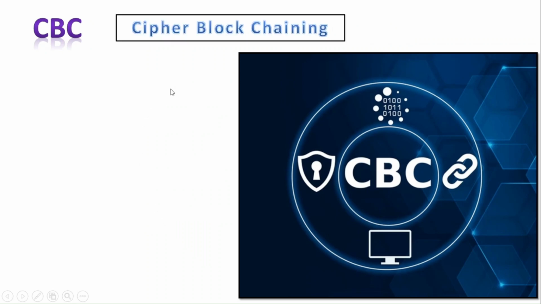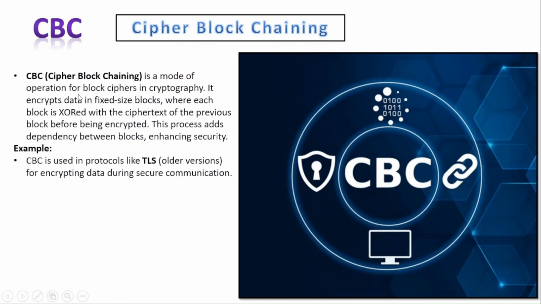CBC, that is cipher block chaining. So CBC cipher block chaining is a mode of operation for block ciphers in cryptography. It encrypts data in fixed sized blocks where each block is XORed with the ciphertext of the previous block before being encrypted. This process adds dependency between blocks, enhancing security. Example: CBC is used in protocols like TLS, older versions, for encrypting data during secure communication.